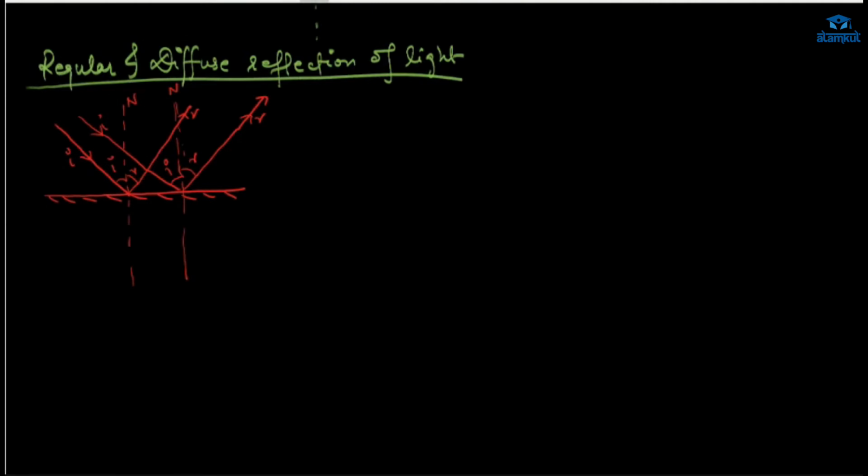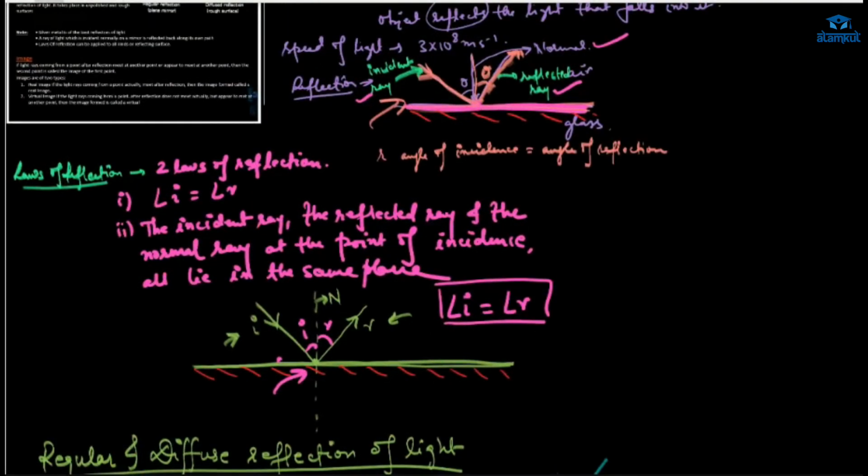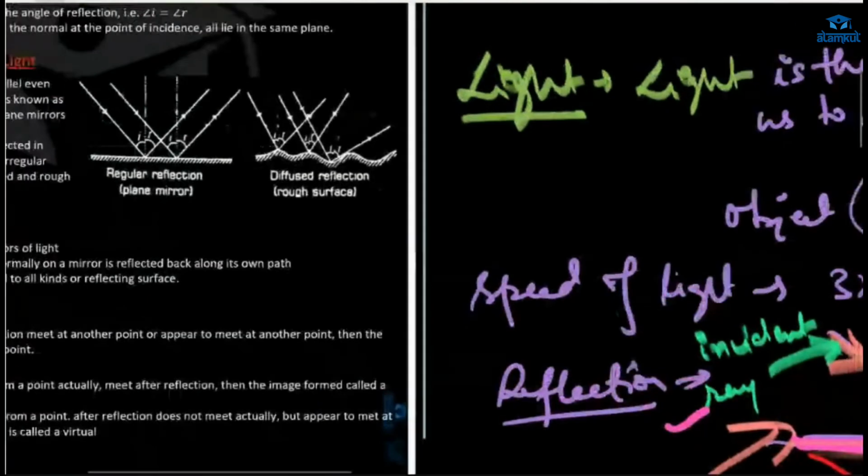But when the surface is like this, it is not smooth, not regular. So when the incident ray falls upon it, we get irregular reflection of light, or you say diffuse reflection of light, not like this. You can get it like this. Is it smooth? You people can unmute and say. No, it's not smooth.